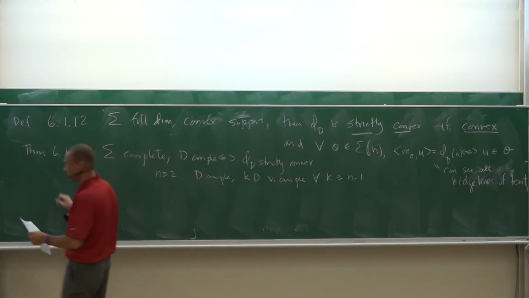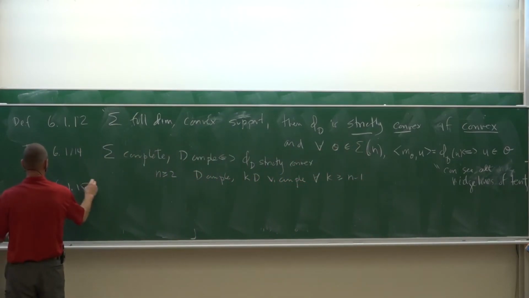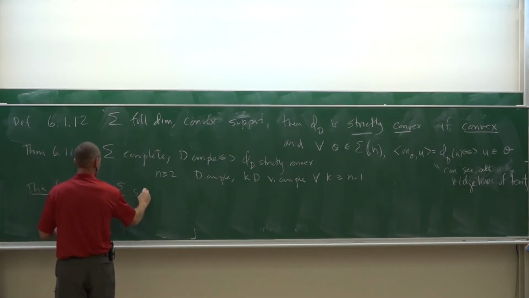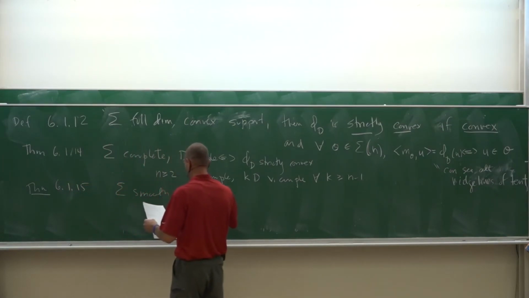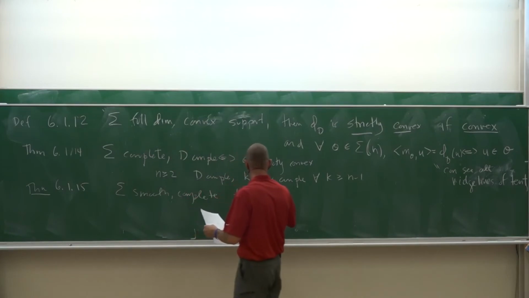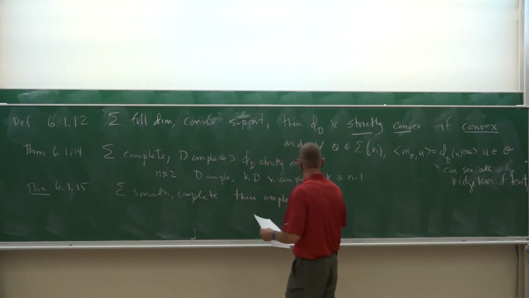And 6.1.15: if sigma is smooth and complete, then ample implies very ample.